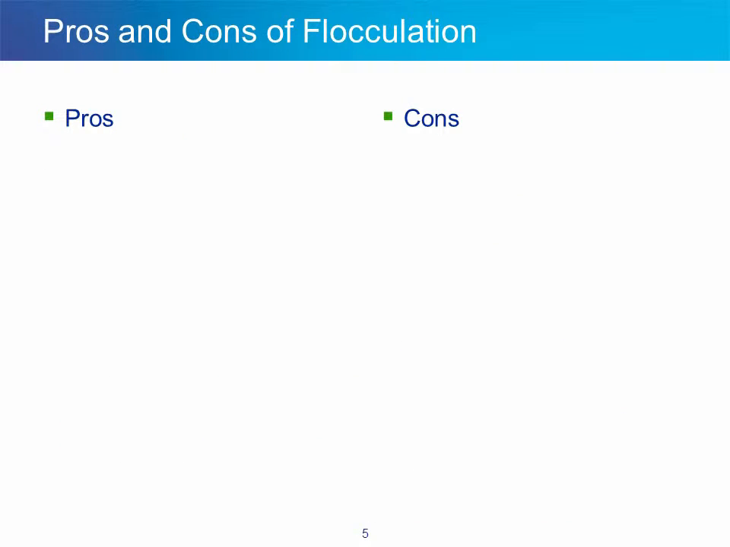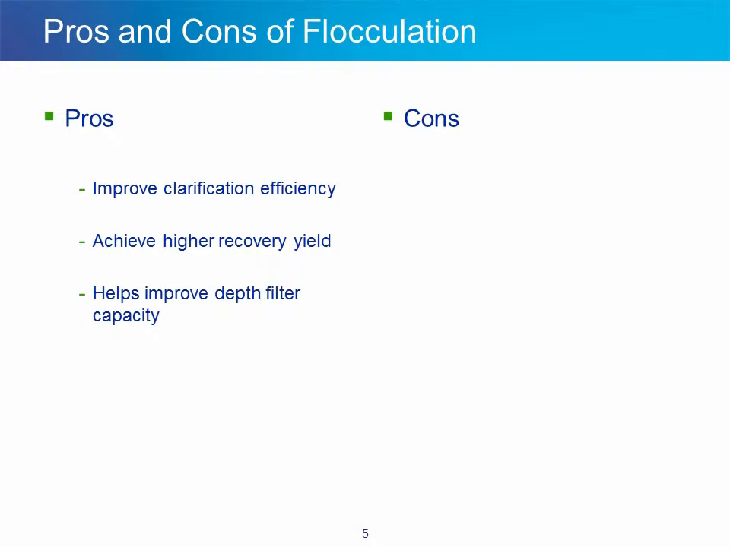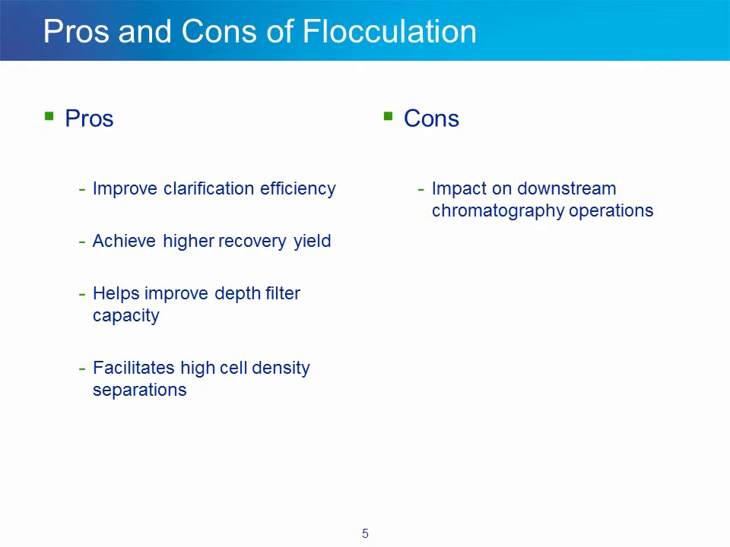Some of the pros and cons of flocculation for the separation of cells and cell debris are as follows. The pros are obviously that it can help improve the clarification efficiency and the separation efficiency. It's possible to achieve higher recovery yields through using flocculation. It can help improve depth filter capacity, and it can facilitate high cell density separations. However, there are cons associated with using a flocculating agent as well. There can be an impact on downstream chromatography operations, especially if this, typically a polymer, ends up moving through with the supernatant to the chromatography step.